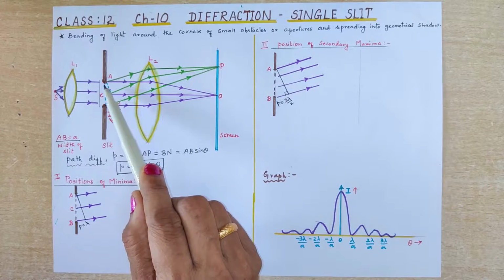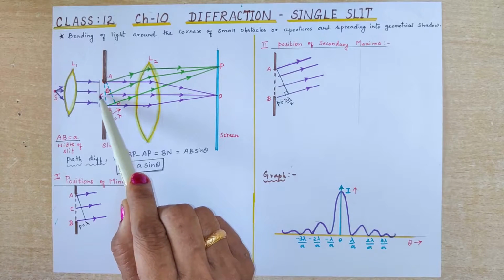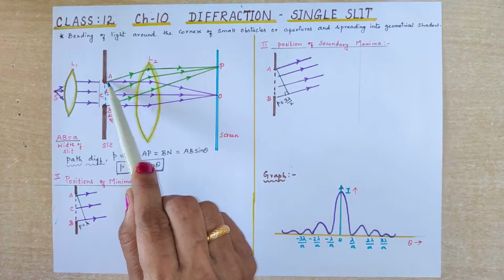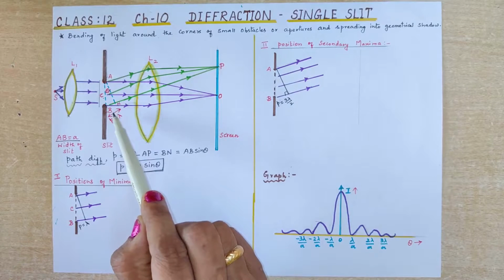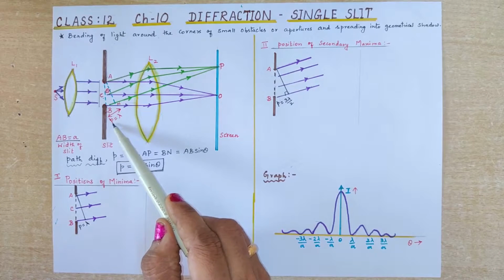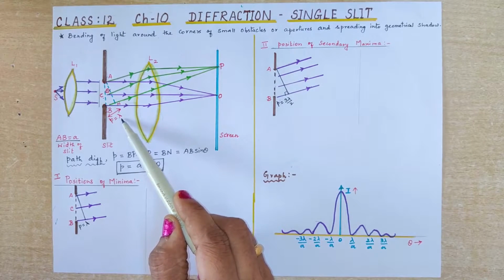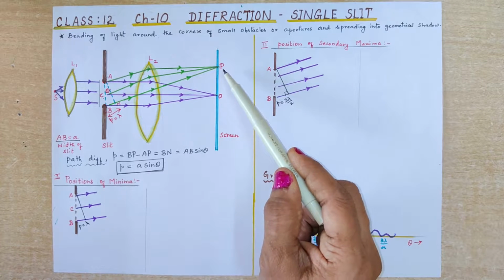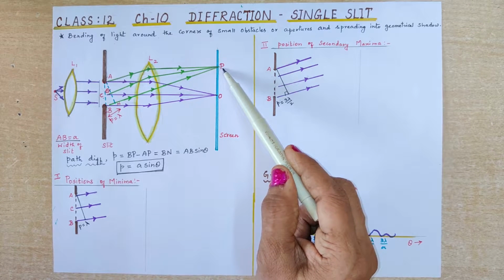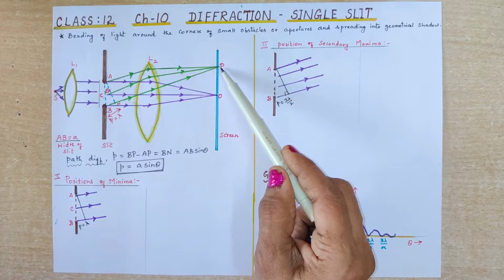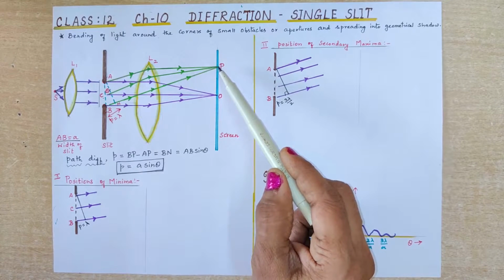Here this slit AB has the center point C and there is a normal drawn, AN, and here is a path difference p. Here p is equal to lambda, equivalent to the wavelength of light. There is a reference point taken on the screen. We have to find out expressions for the maxima or minima formed at this reference point.